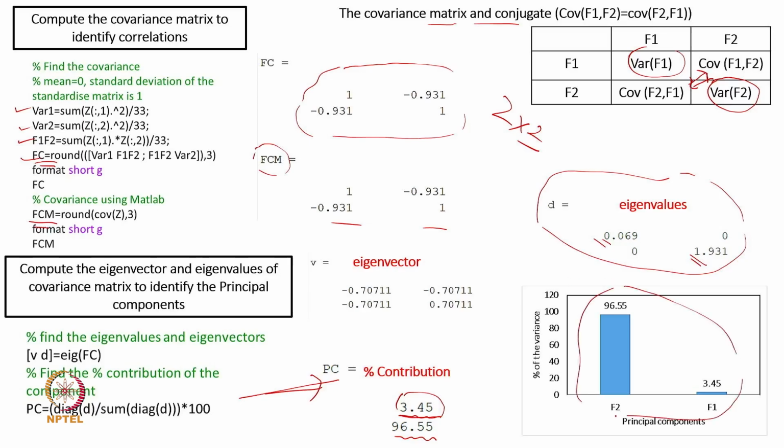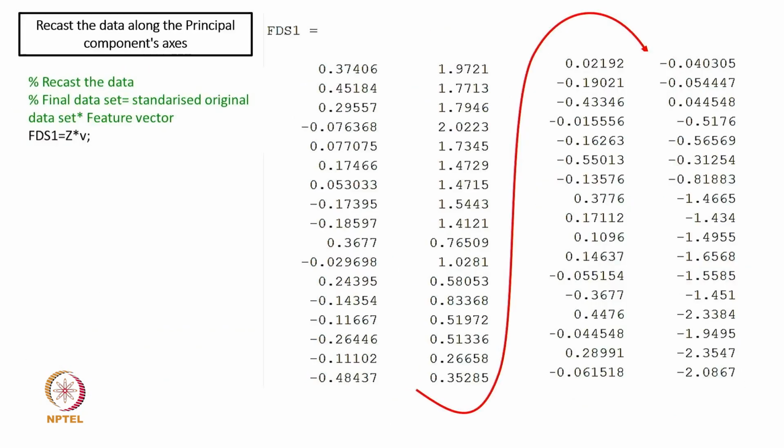and that has been shown in a figure, a kind of bar chart over here. You can see the 96.55 has been shown to be very significantly high, and this other one is negligible. So, we can neglect this variable as such.